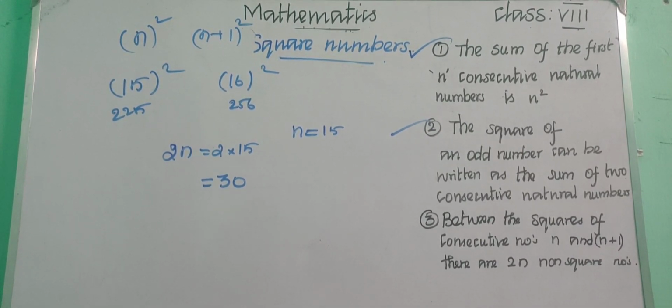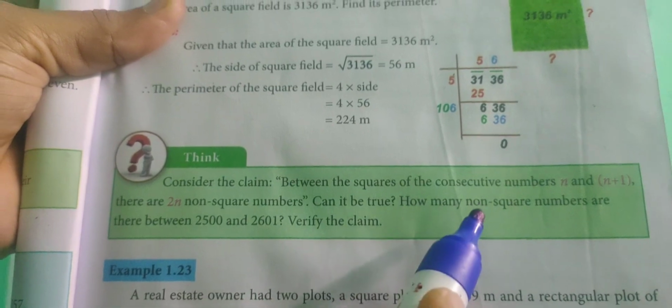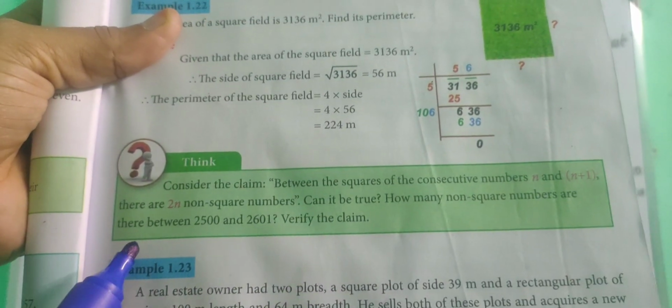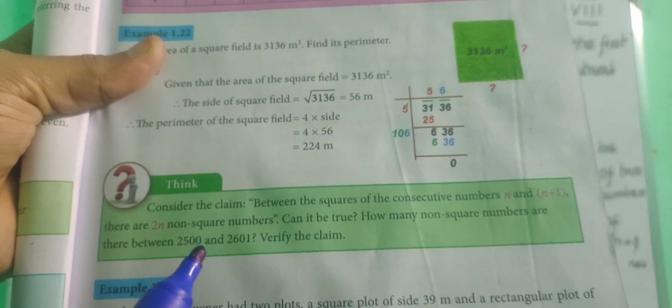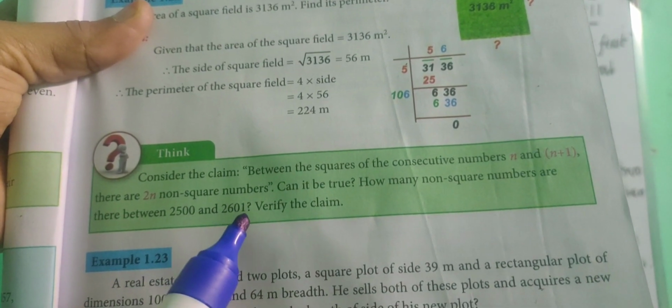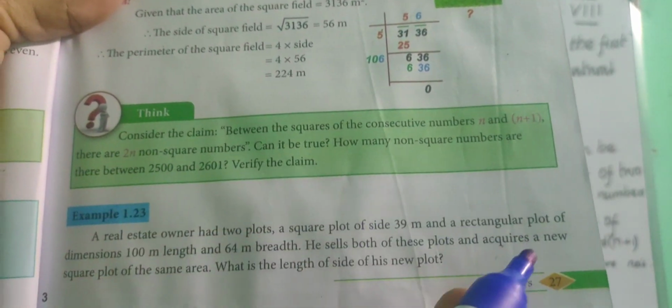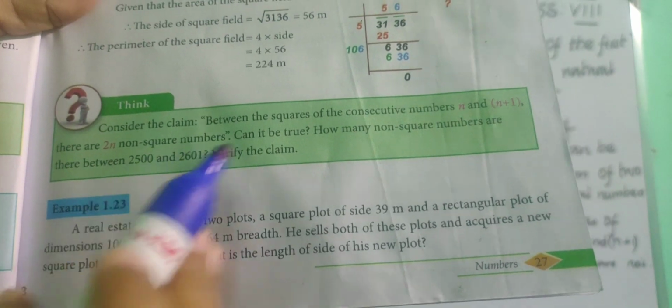And in your book, they had given a workout sum. Okay, children. So we are going to work out this one. How many non-square numbers are there between 2,500 and 2,601? Okay, children, so let us check. It is in page number 27. So you can also see the question.